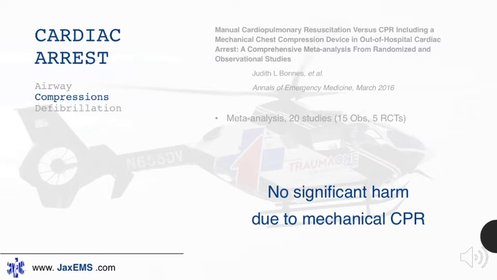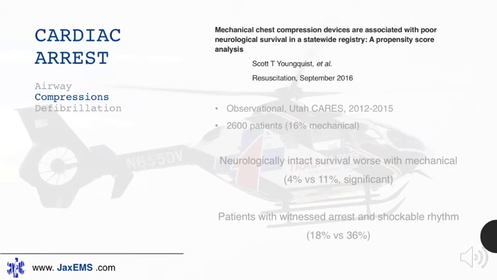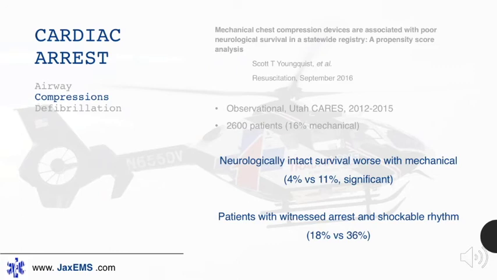And then observational, this is out of Utah's CARES database, 16% with mechanical. They said neurologically intact survival was worse with mechanical, and that's actually a pretty good difference, 11% versus 4%. So the manual people actually getting hands-on compressions did better. It is important to note that only half as many patients in the mechanical group had witnessed CPR or had a shockable rhythm. So at baseline, they were a much sicker group and didn't have a good outcome. But again, it's all the data we have.